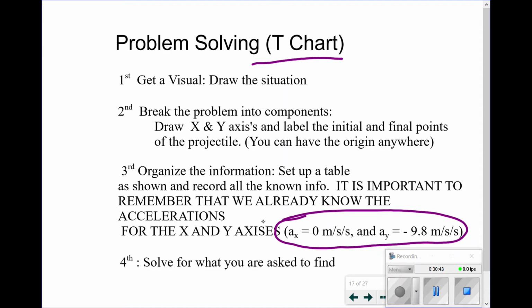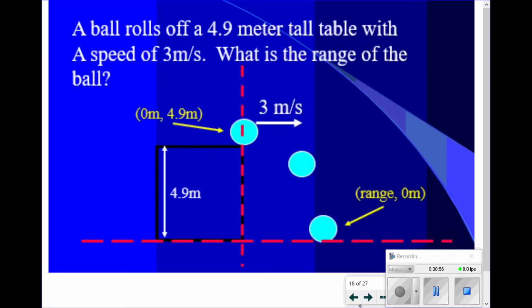Once I have this set up, I'm going to simply solve whatever you're being asked to solve for. And sometimes I'll have to solve for something first to get to what you're asking me about. And often that will be the time. So here we have one of the most basic of all the projectile problems, an object that's going to roll off a horizontal surface. If you notice, I don't have a right triangle for my velocities. So I have a ball that's going to roll off a 4.9 meter tall table with a speed of 3 meters per second, and I want to find the range of the ball.